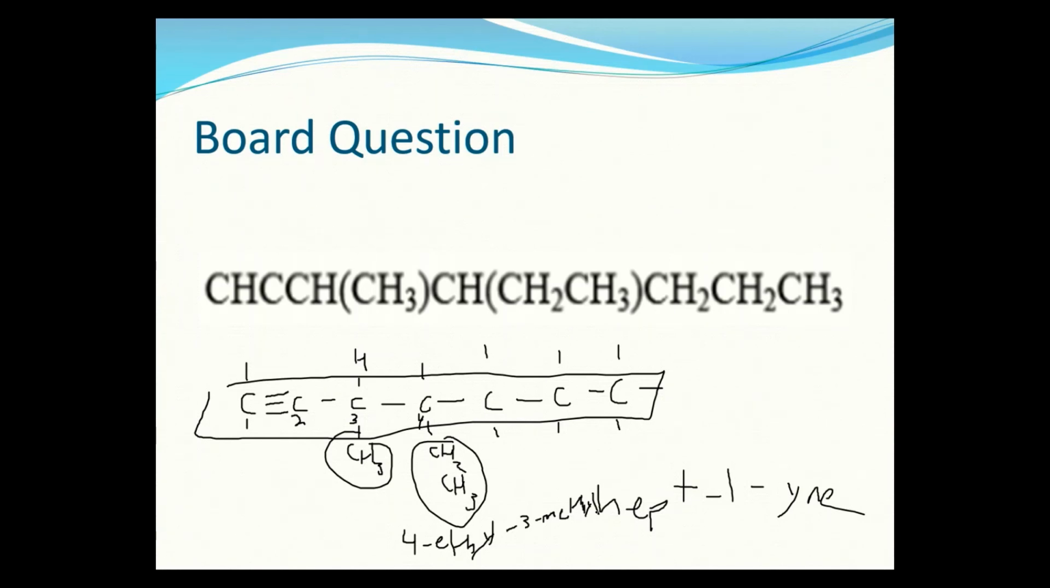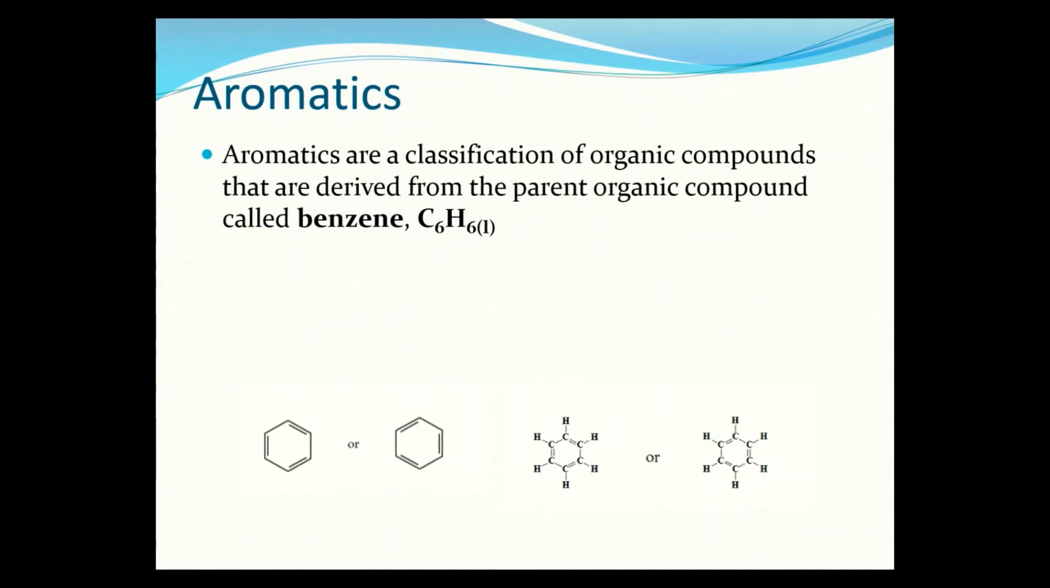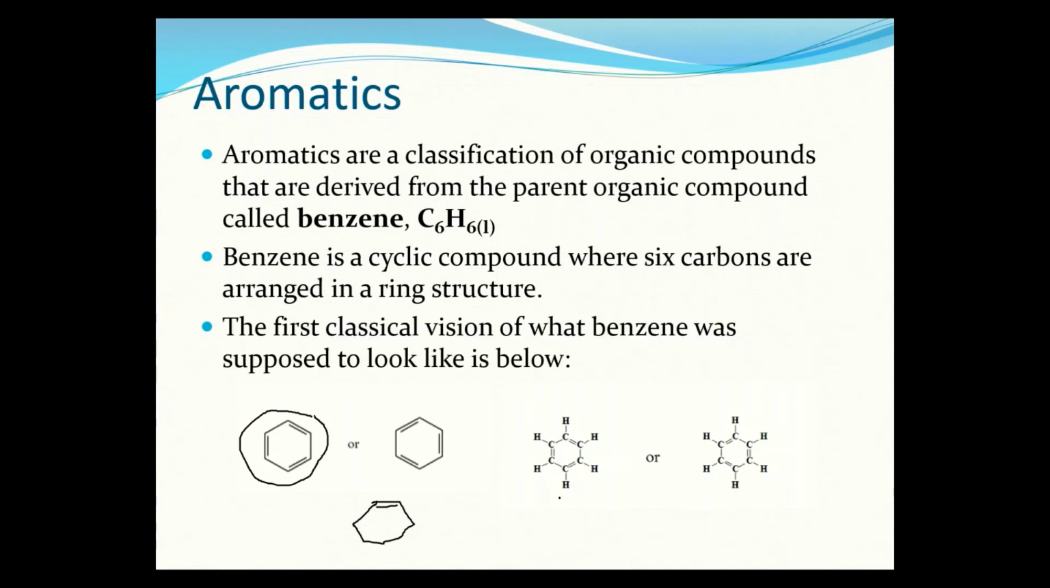Okay, so hopefully that makes sense, and let me know if it doesn't. So one more thing that we're going to see is these things called aromatics. So aromatics are a classification of organic compounds that have the parent benzene. So benzene always looks the same. Benzene is always 6 carbons, and it's always got these interchanging double bonds. It always has to have that, right? If I had something that looked like this, but it just had 1 double bond, well, that's not benzene. I need the 3. So benzene is a cyclic compound where there's 6 carbons and they're arranged in a ring structure. And this is called the classical version of what it looks like, where we have these interchanging double bonds.